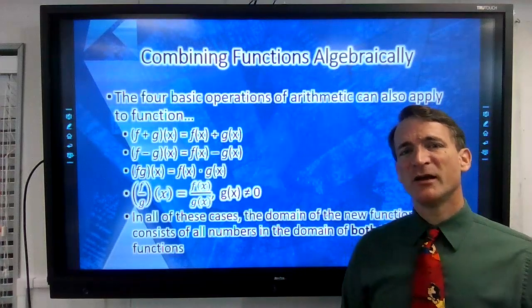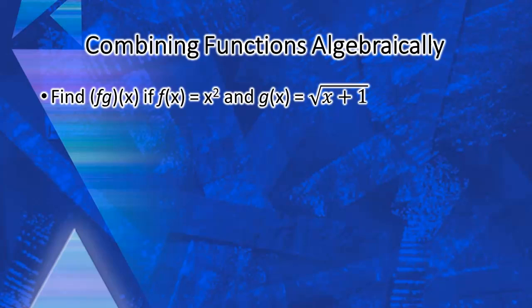So let's try an example of one of these. Let's go with the multiplication one. Here I have (f times g)(x). So I'm going to take my f(x) function, which is x squared, and I'm going to multiply it by my g(x) function, which is the square root of x plus 1. So putting those together, I get x squared times the square root of x plus 1.